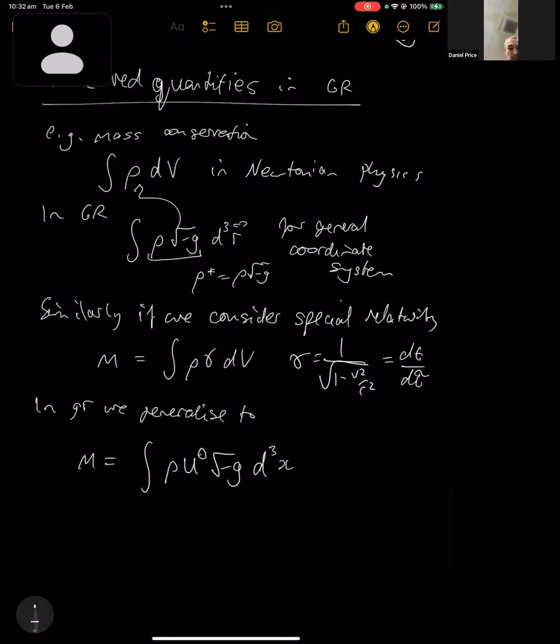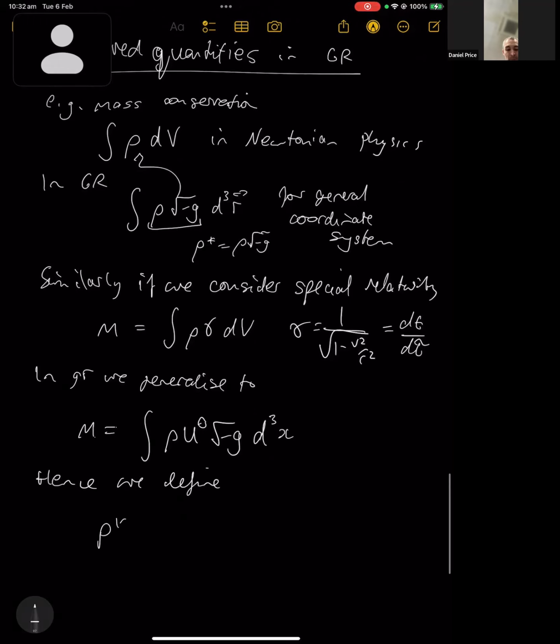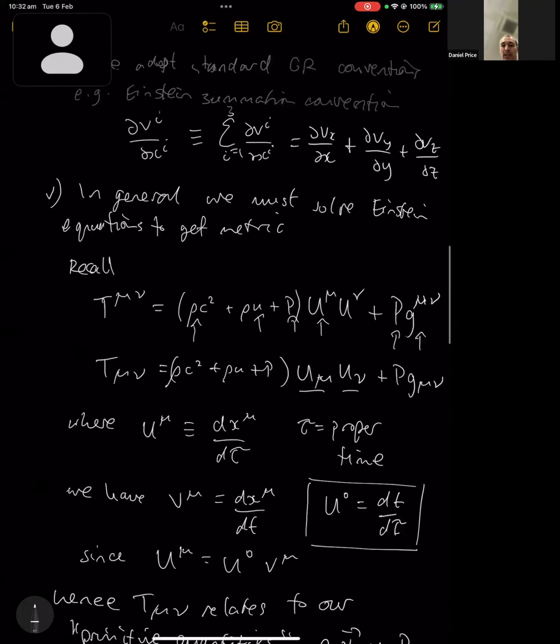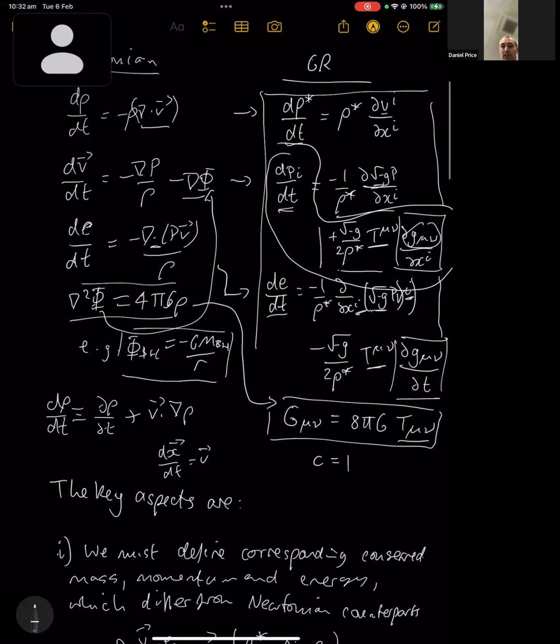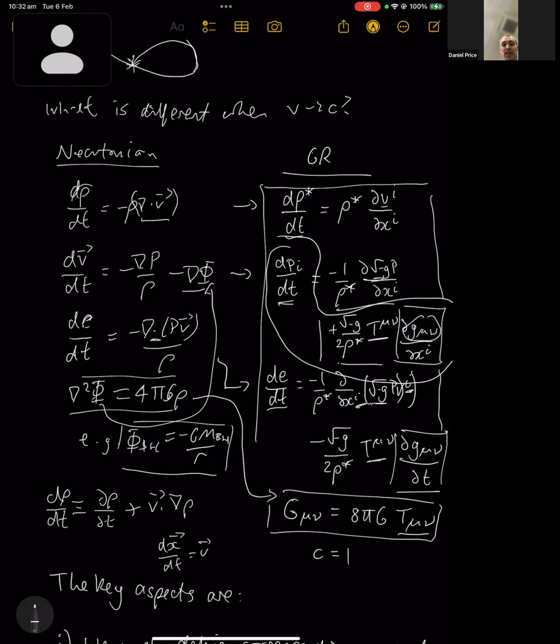Okay, so hence we can define rho star, which is by definition this combination of variables. It's the primitive density times u naught and a square root of minus g, and that will give us a conserved mass variable. Okay, so that is the variable that we used up in the top set of equations that replaced our density in the Newtonian case. So I hope that makes sense.